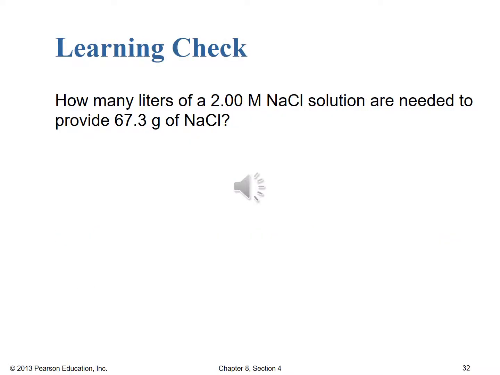All right, in this case, we're looking now for volume. So how many liters of a 2.00 molar NaCl solution are needed to provide 67.3 grams of NaCl? So go ahead, stop the video here, and use the guide, this time for volume, in order to solve this learning check. Then start back up when you're done, and we'll see how you did.